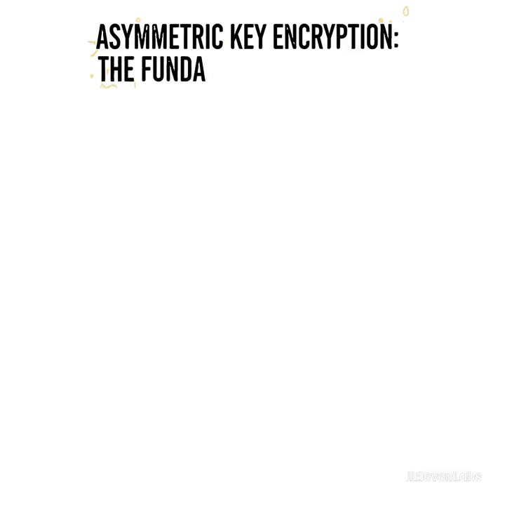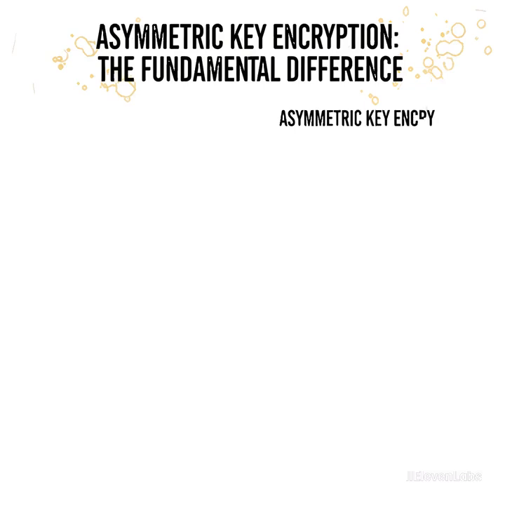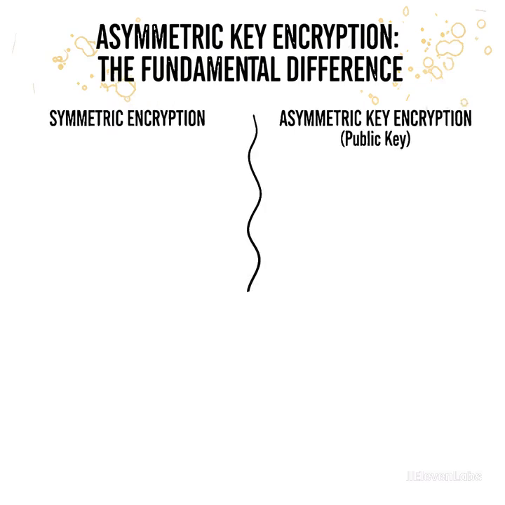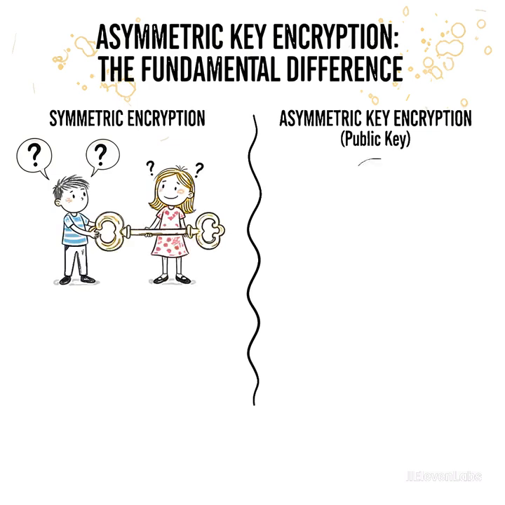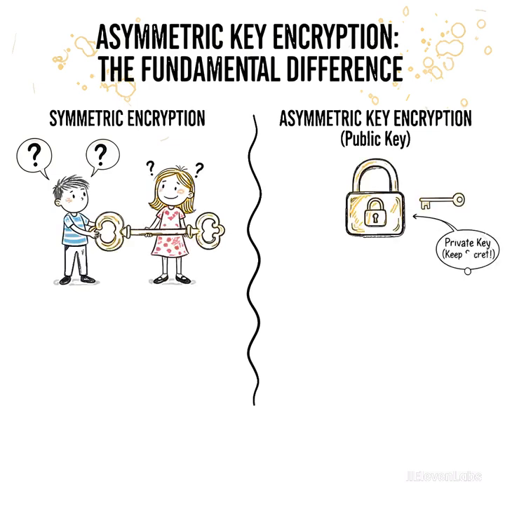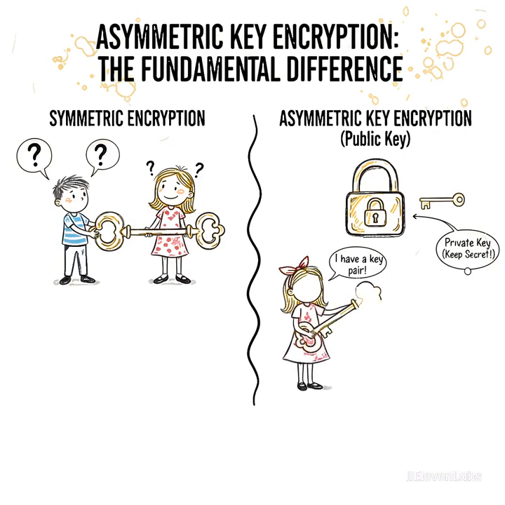Asymmetric key encryption. Asymmetric key encryption, also known as public key cryptography, is a foundational concept in modern information security. It allows two parties, like our classic examples Alice and Bob, to communicate securely without ever having to meet or exchange a secret key beforehand.